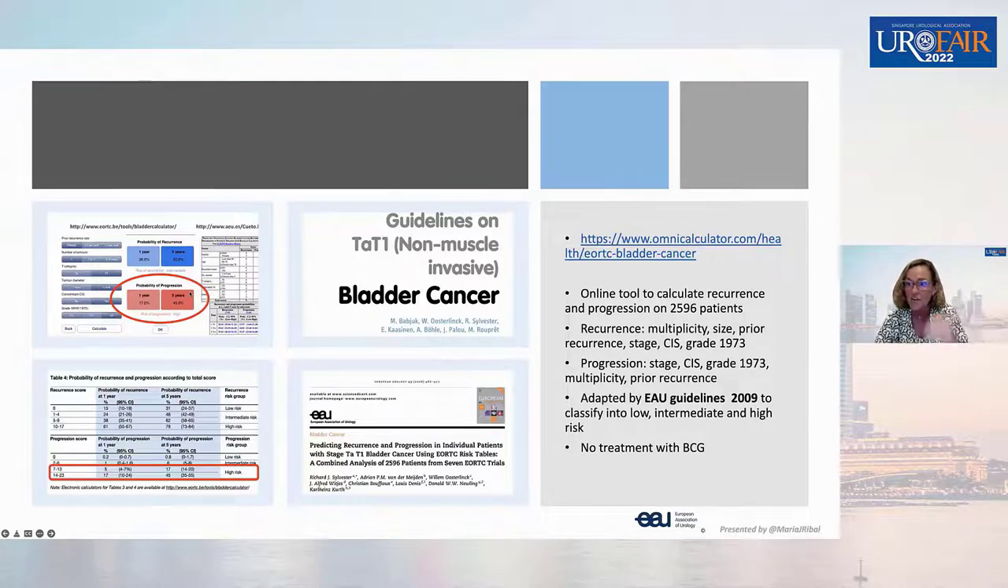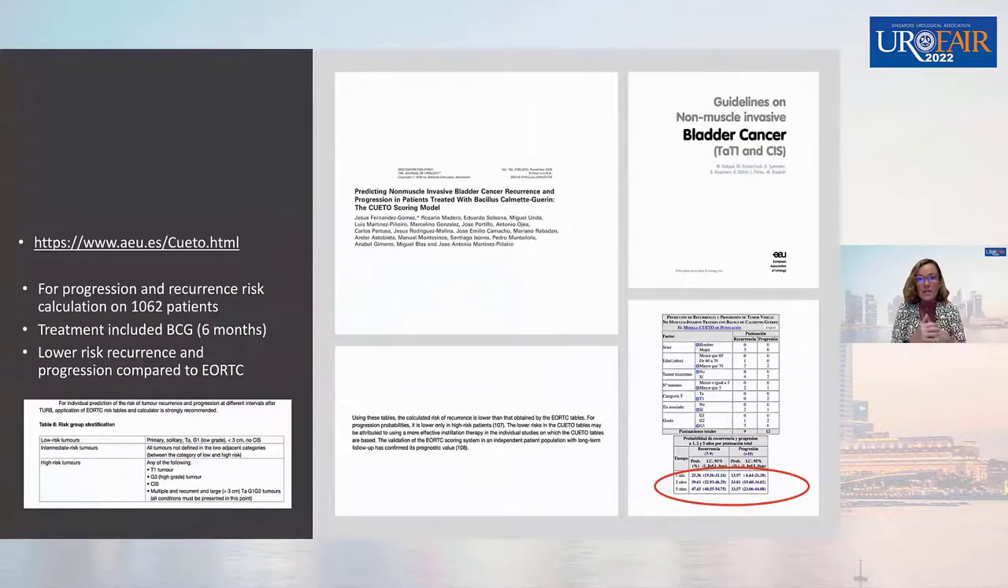This is a very high ratio of progression. The truth is that when this classification was already incorporated into our guidelines, years after, another classification appeared, coming from a Spanish group, the CUETO group. This classification incorporates data on almost 1,000 patients, but this time treated with BCG, because the treatment with BCG could modify the risk of progression.